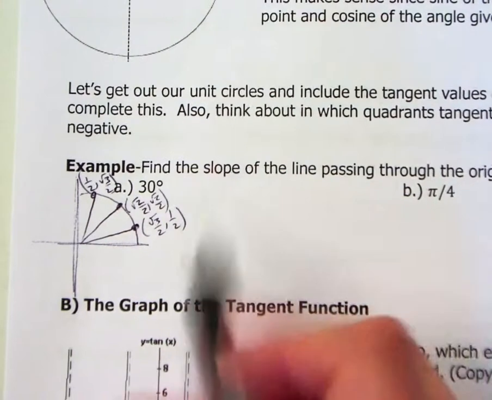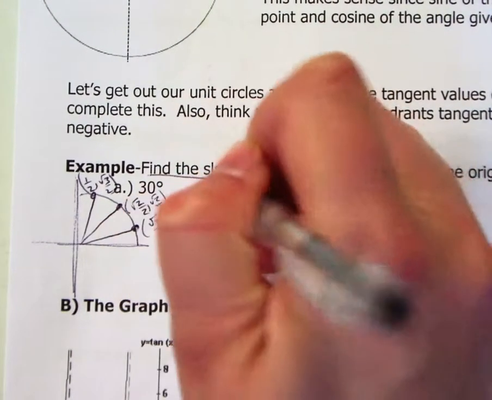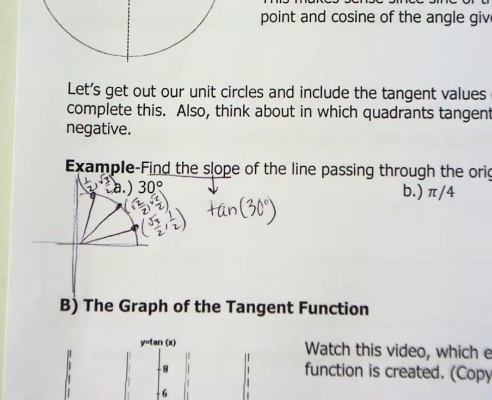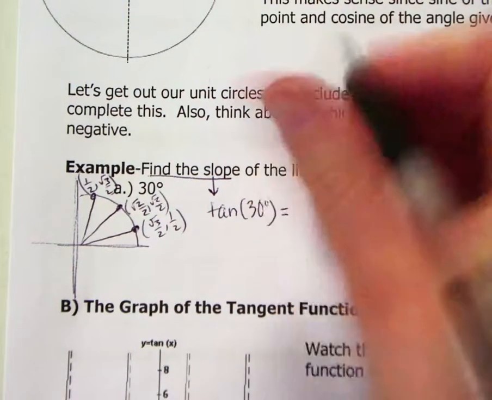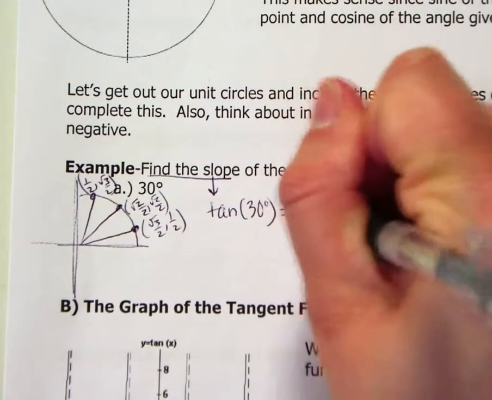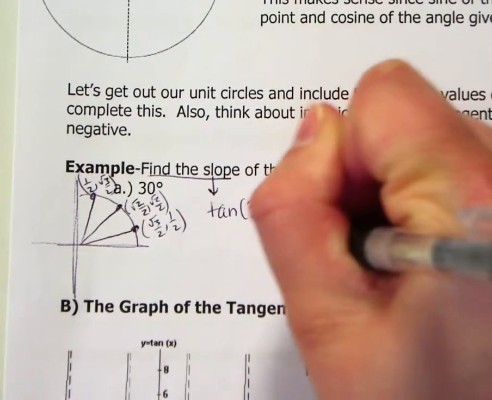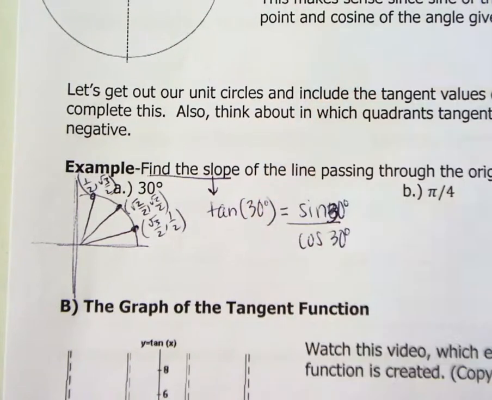So here's the deal. Find the slope. That's essentially meaning find the tangent of 30 degrees is all of what that means. So tangent of 30 degrees, I know, is the ratio of sine of 30 degrees over cosine of 30 degrees.